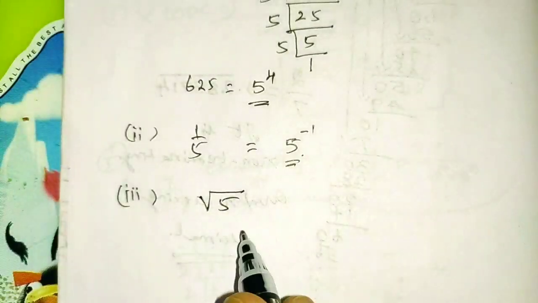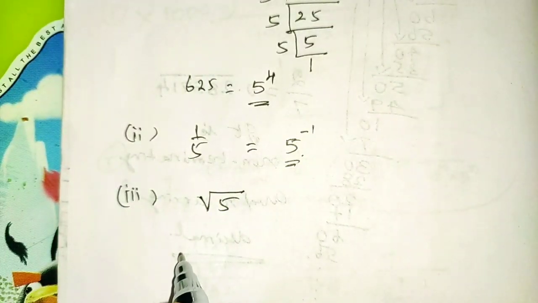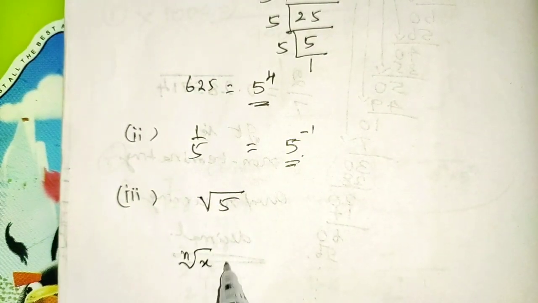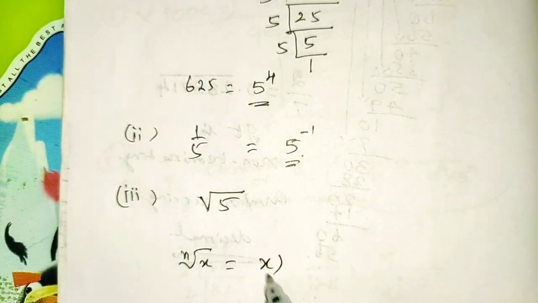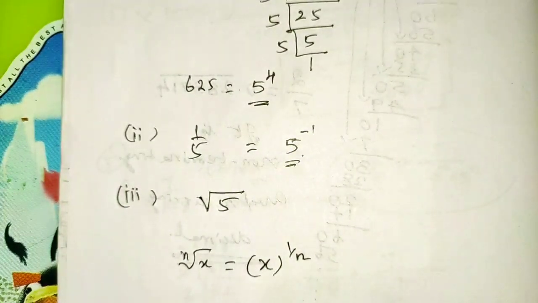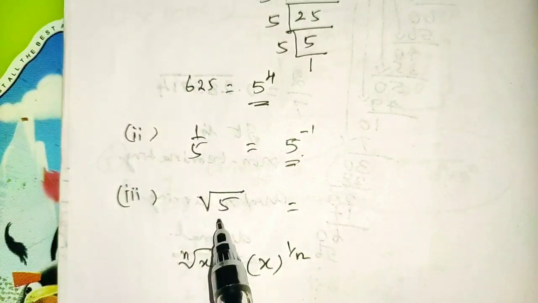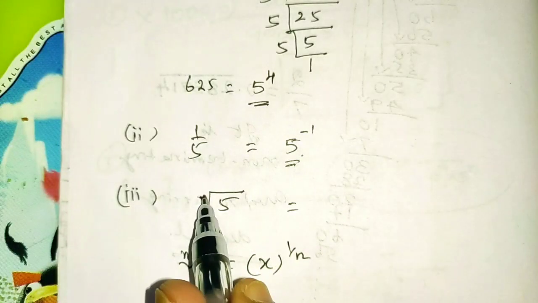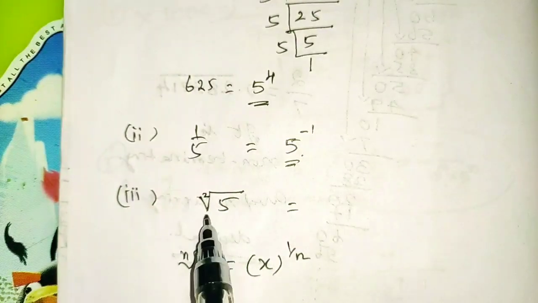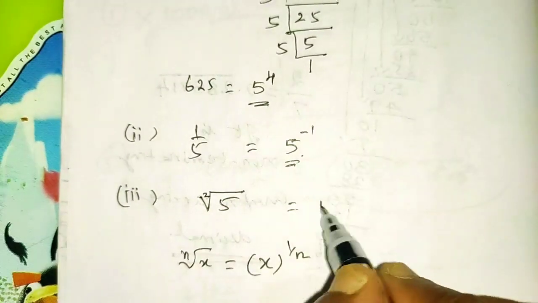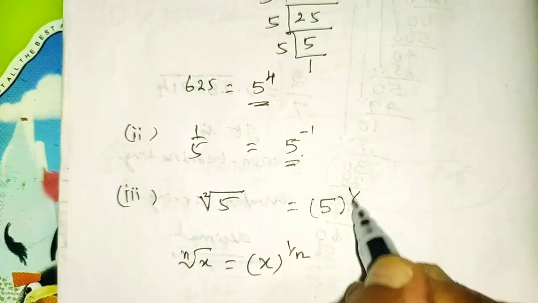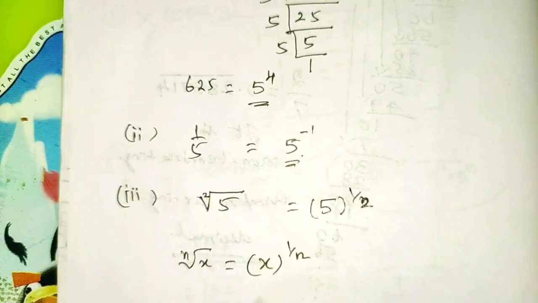I already explained this radical in the form nth root of x can be written as x power 1 by n. Like that, I am going to write this 5. Here the index is 2. It should be understood as 2. So you can write this 5 power 1 by 2. So this is the answer for square root of 5.